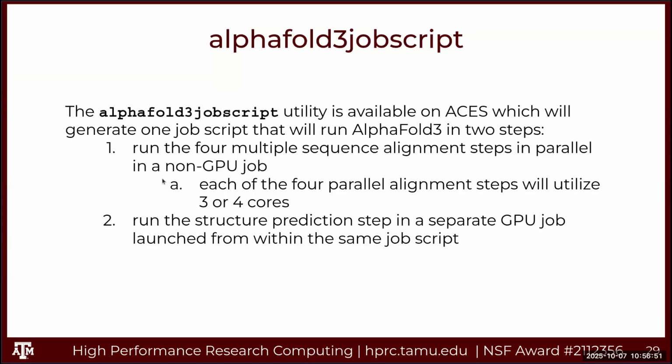All right. So the script that gets generated runs the 4 multiple sequence alignment steps in parallel. That is actually controlled by AlphaFold 3 code, but we reserve enough cores, 4 cores for each step, 4 steps. So the job script is configured with 16 cores. And then once that first part is complete successfully, it will run the prediction step in a GPU job. The GPU job gets launched from the CPU job once the CPU job has completed successfully. If the CPU job runs out of memory or runs out of time, the GPU job doesn't get submitted because it has a dependency that the CPU job has to complete successfully.